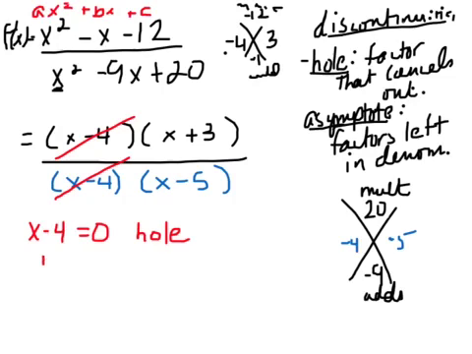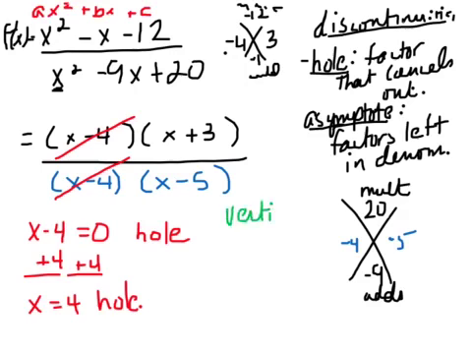So if I want to solve this, I just add 4 to each side. I have a hole at x equals 4, okay? So that's where the hole is. Now, for the asymptote, and this is a vertical asymptote, there's another kind of asymptote, and I'll mention it to you when we go graph, okay? But to find a vertical asymptote, we set the other factor that didn't cancel out in the denominator equal to 0.